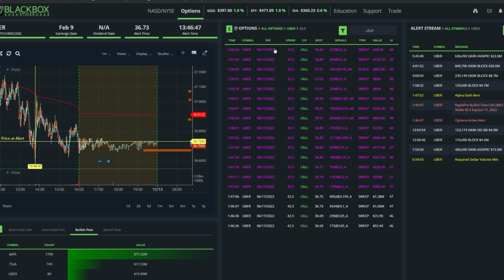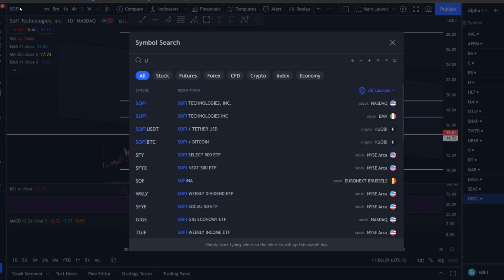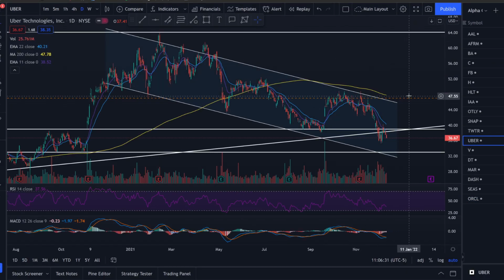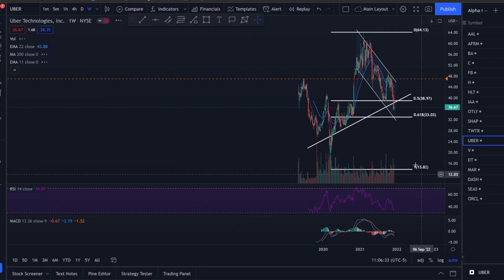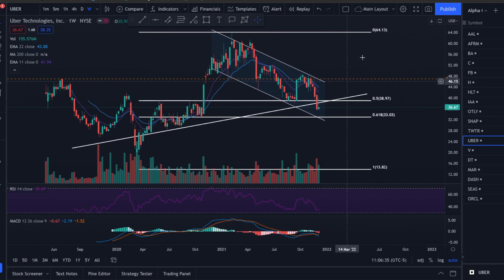This is exactly what I am looking for when I want to enter a position on something like Uber. Now, I'm not going to just enter the position just for the sake of entering the position. I'm going to go through and I'm going to take a look at the charts. And if I look at Uber and I think, okay, how could this thing trade over the next couple of months? It is looking like we might try to bounce here at 37. We could pull back to 32 and then take a bounce from there.